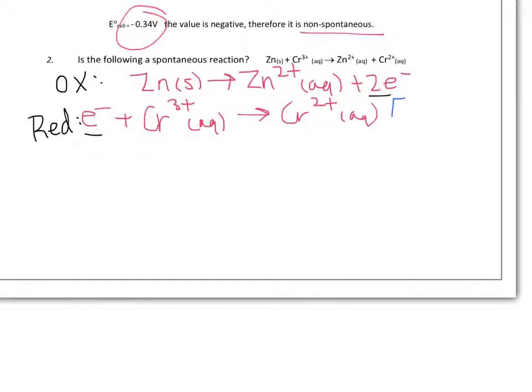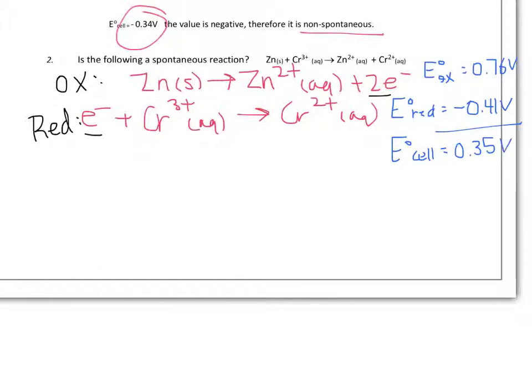You would find chromium as is, because that's the one that's undergoing reduction, and therefore it has a cell potential of negative 0.41 volts. Zinc you would have to find in the standard cell potential table, but you would have to change the sign to positive 0.76 volts. When we add that together, we get an overall cell potential of 0.35 volts. Therefore, this one would be spontaneous.